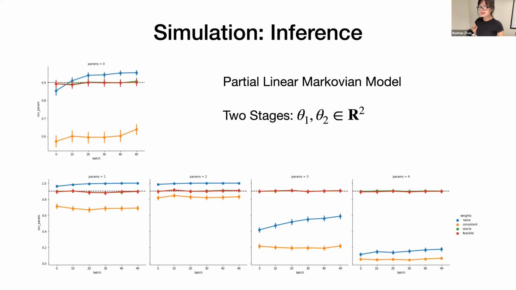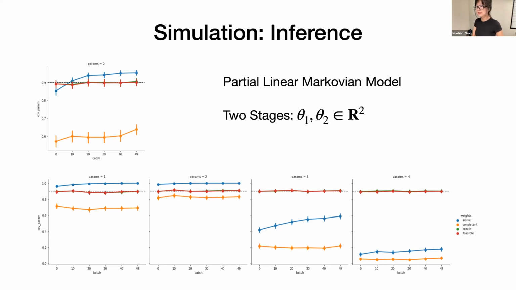And then we consider two stages here. For each stage, the parameter is in a two-dimensional space, plus a positive value. Essentially, we want to estimate 5 parameters here. We compare different estimation methods. The blue line is the naive estimate, which means we do not apply any weighting strategy. The orange line is the consistent weight we mentioned previously, and the green line, maybe covered by the red line, is the oracle, which means that we know exactly the data generation process, and we can get a perfect way to stabilize our estimation.